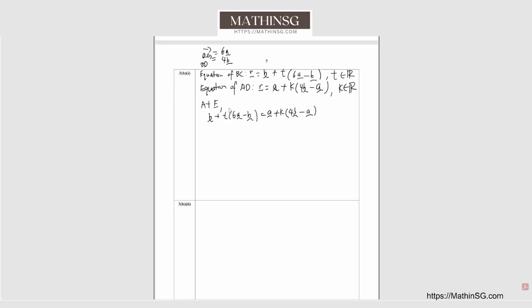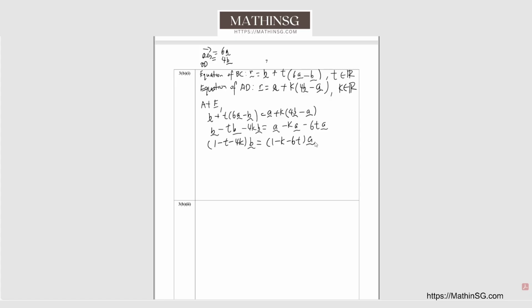Okay, so next I'm going to put all the vectors with A on one side and all the vectors with B on another side. So B, this is B, and I have a minus tB, and also I have a minus 4kB. Next, I'm going to put all the vectors with A on this side. So 1 minus t minus 4k B is equal to 1 minus k minus 6t A.